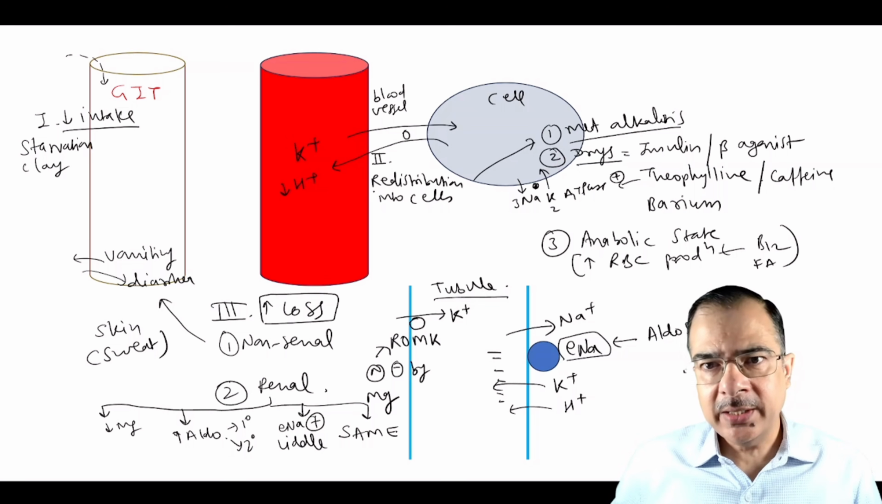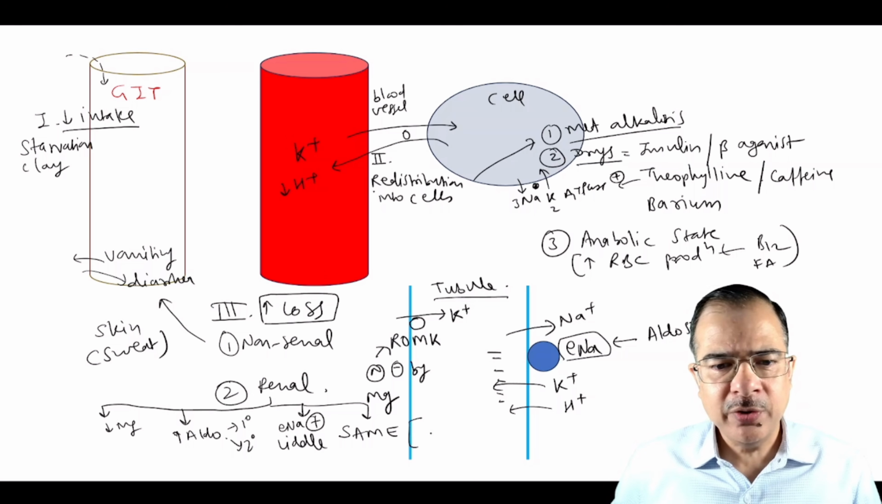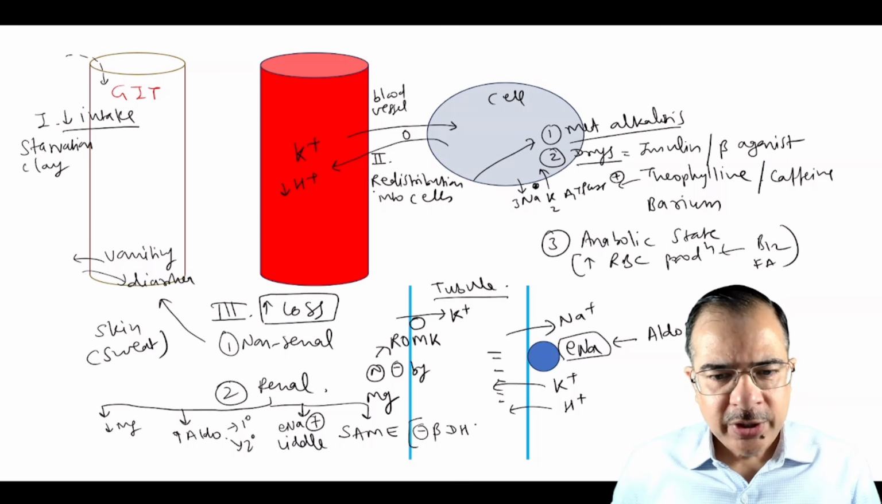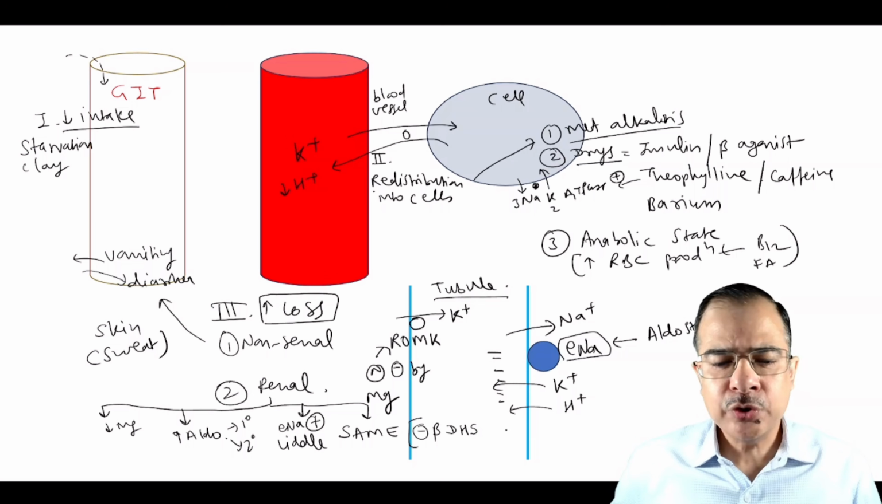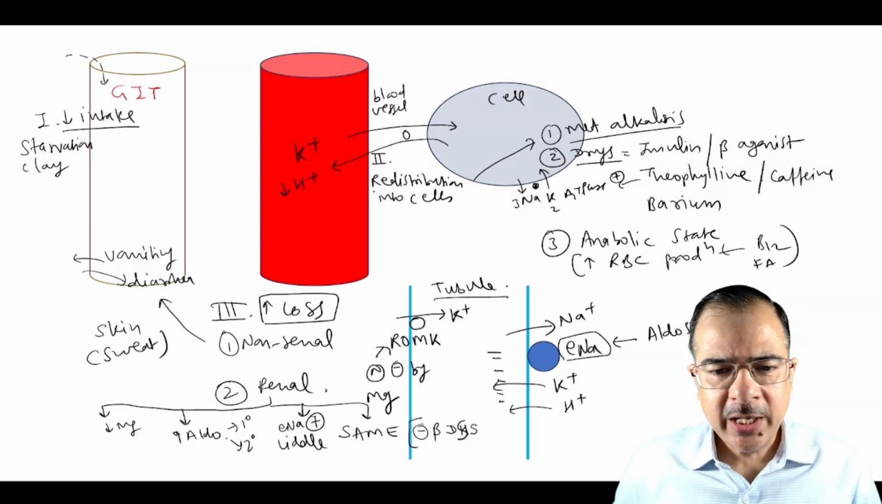That means there is a deficiency or inhibition of 11 beta hydroxysteroid dehydrogenase. Sorry, 11 beta HSD, hydroxysteroid dehydrogenase. So this is deficient.